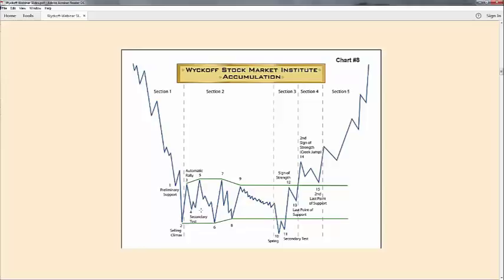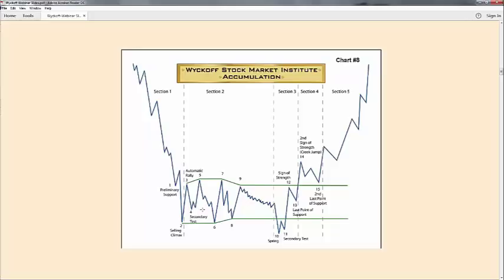The destination or objective of the stock can be found on the point and figure chart, which we will cover briefly later on in this presentation. As the stock moves sideways, the professional is quietly buying and selling shares as the stock moves from weaker hands into stronger hands, and the amount of available stock is being reduced.